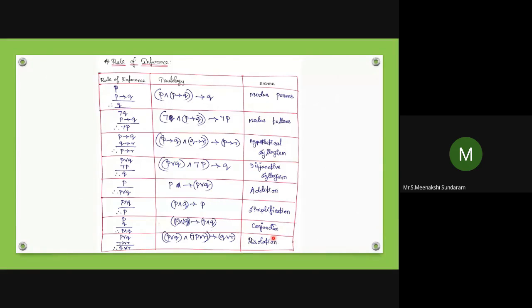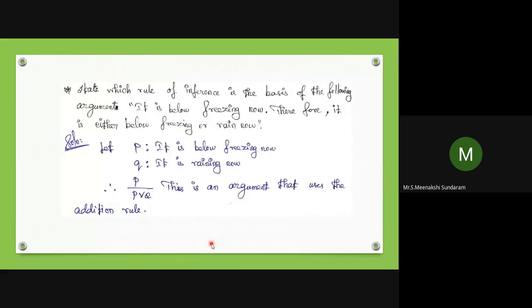I think I haven't used this in most problems. Only in very rare cases can we use this one: P disjunction Q, conjunction, negation P disjunction R. Okay. These are the rules of inference. So you must remember these formulas. Some more examples here.